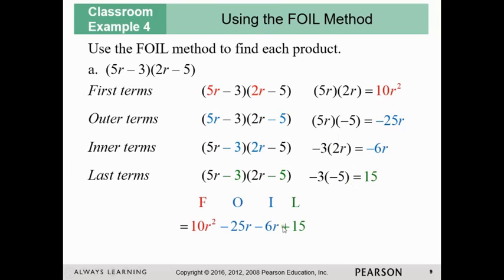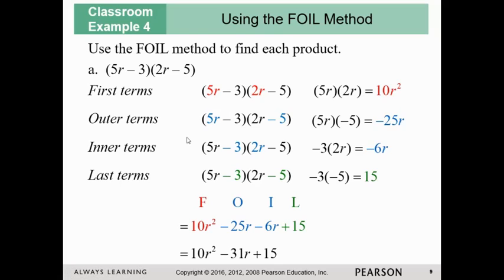So what I have here is this polynomial now, but there's still one more thing for me to do. Notice that negative 25r and negative 6r are like terms, so I can combine those two together to end up with the quadratic that we've created by foiling two binomials.